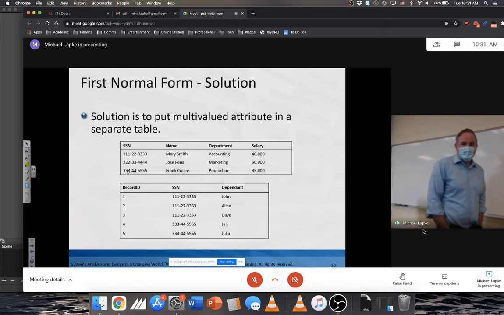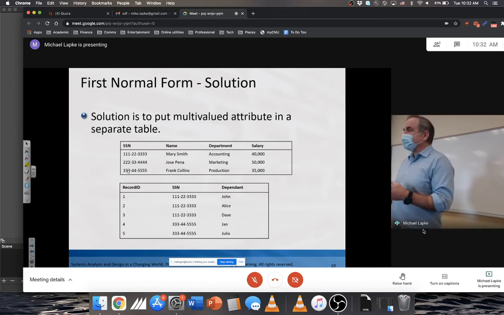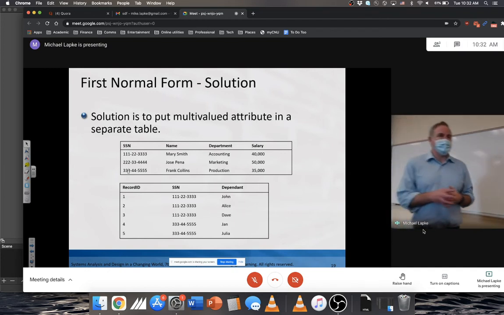So the solution to that is to put it in a separate table. And what we have here is we have a primary key, just record ID. This is pretty generic. I don't love that, but it's not incorrect. We have a foreign key here, so this is the value that points back to which, I'm assuming these are employees, to which employee has this dependent, and then the value for that, which is just the dependent's name. So what we've done here is we've split a single table into 2 tables to get it into first normal form.